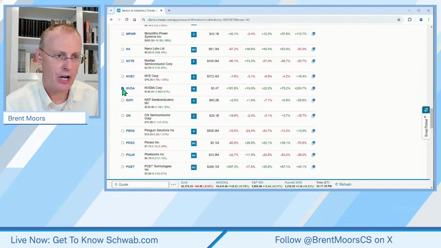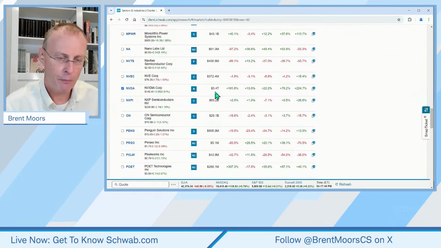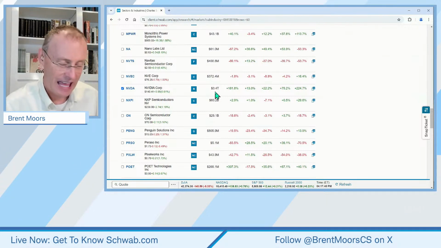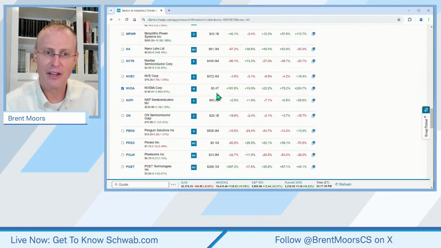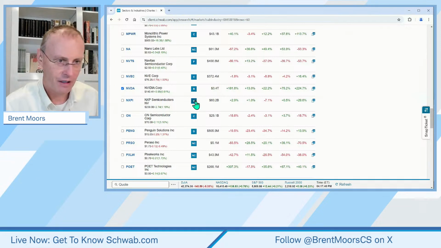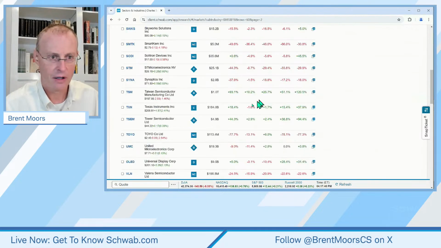NVIDIA, there's probably not a more talked about stock in the world than NVIDIA. Almost a $3.5 trillion company. Crazy. It wasn't that long ago. How long ago was it when we were talking about the first $1 trillion company? It was 3 years ago. Now we have a $3.5 trillion company there. Let's do maybe one more. We'll go to the next page here.